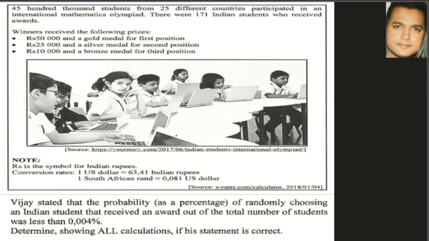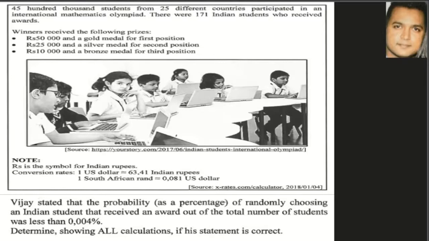Reading further, we can see that we've been given winning prize monies there and the amounts are indicated in rupees. And when we come down to the note, we see that the rupees is the symbol for Indian rupees, the RS, so that gives us better clarity. And then there is an exchange rate given to us which we must make note of because we will obviously use this information in answering these questions.